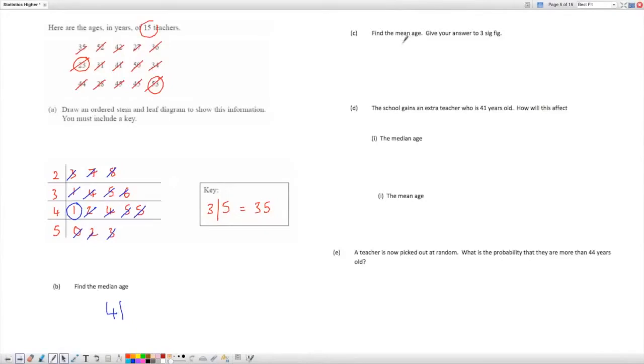We're then asked to find the mean age. To do that, we must take the total and divide by 15. Adding up all of those numbers, our total number of years is 586. Divided by 15, to 3 significant figures, is 39.1.